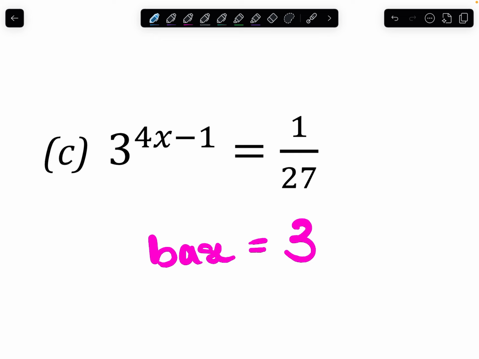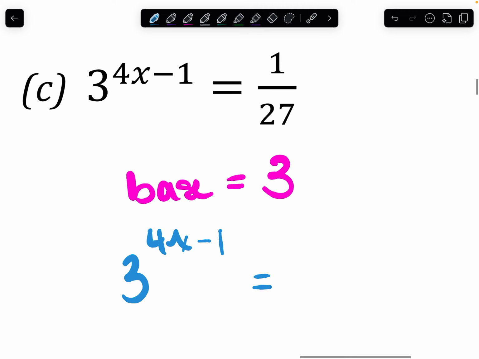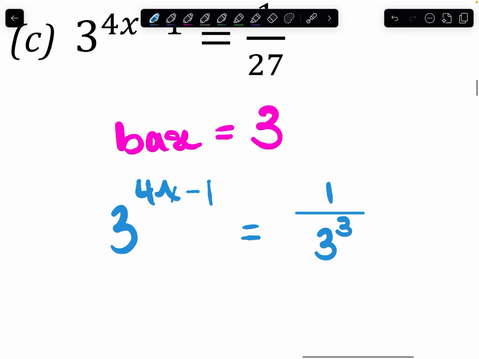So we might need to do this in a couple of steps. Left side is as simplified as it can go, 3 raised to the 4x minus 1. For 1 over 27, I'm going to ignore the 1 for a minute, and I just want to focus on the 27. 27 is 3 to the third. So I've got the 27 in terms of a 3. Now I need to get it out of the denominator.